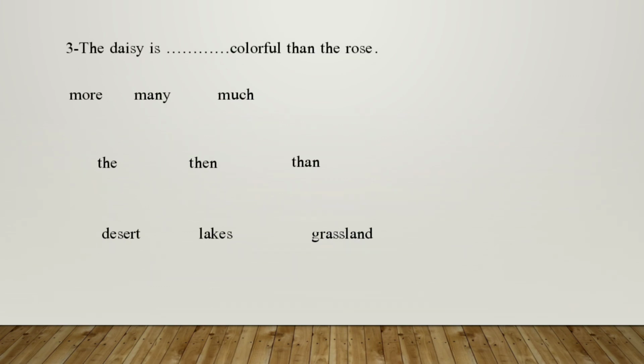Number 3. The daisy is blank colorful than the rose. Here we have than. And with than we add to the adjective er. But colorful here is a long adjective. What can I do? Can I add er? No. So I say the daisy is more colorful than the rose.